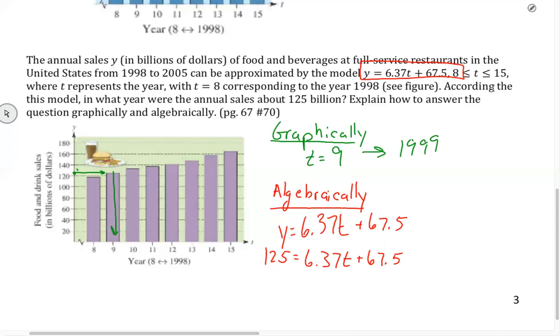You subtract 67.5. Yeah. Now, can you do 125 minus 67.5 before I can? 57.5. Yeah, 57.5. So now I have 57.5 equals 6.37t. And how do I get rid of that 6.37, Garrett? You divide. Divide by 6.37.